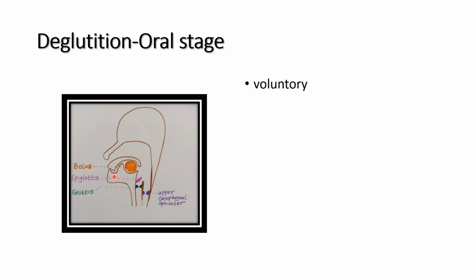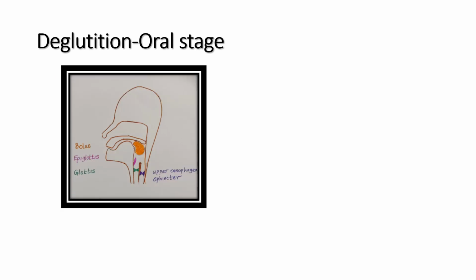The anterior part of the tongue is retracted and depressed, and the posterior part is retracted and elevated. The bolus is pushed against the hard palate. In the oral stage, the tongue is pushed against the hard palate, and it moves the food from the mouth into the pharynx.